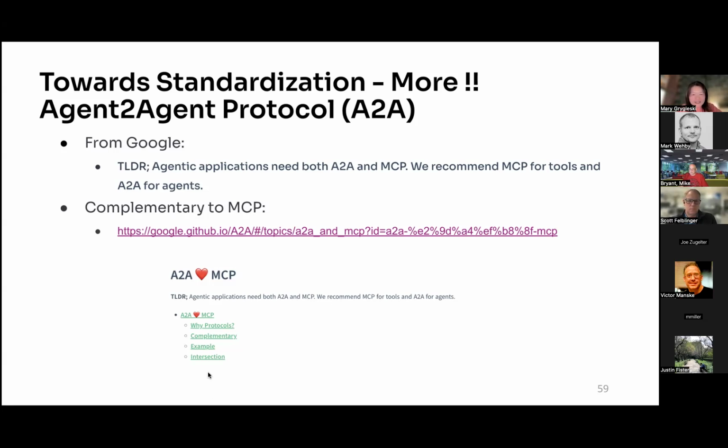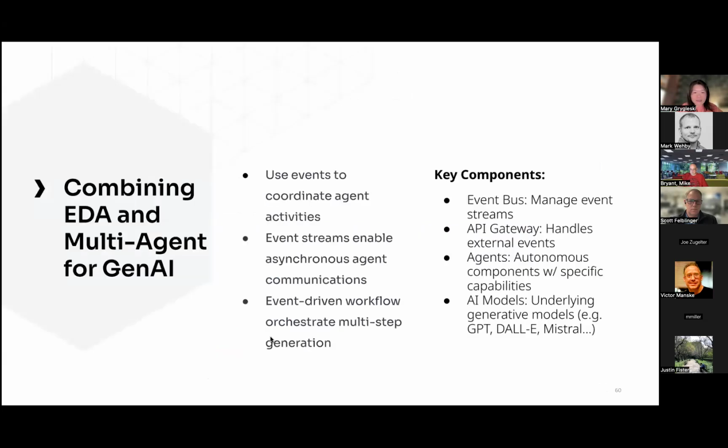It's interesting. They said TLDR, summary: basically, agentic applications need both A2A and MCP. Even from what they're saying, MCP is more for building the tooling, a bit more infrastructure side, and A2A is more for agents. So that's what it is. You can check them out too.